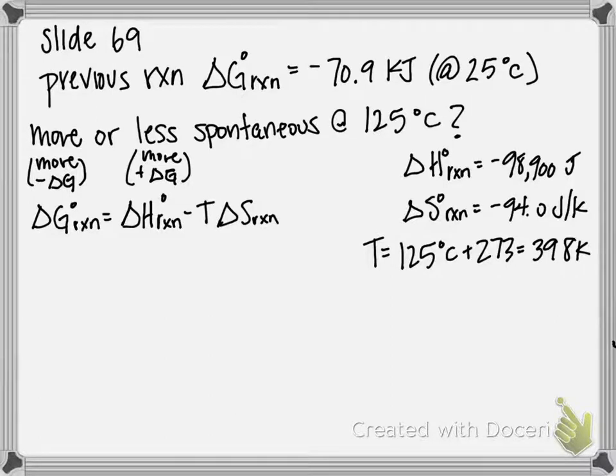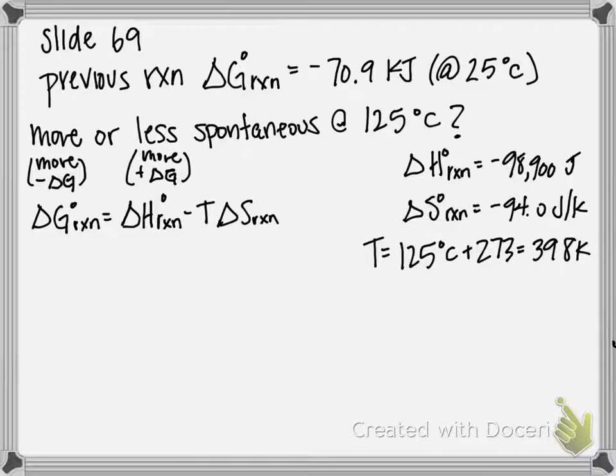So, in order to complete this problem, we have to make sure we know all the information from our previously solved problem on slide 68. In our previous reaction at 25 degrees Celsius, our delta G of reaction was negative 70.9 kilojoules. And they want to know, if we increase the temperature to 125 degrees Celsius, is our reaction going to be more spontaneous, so our delta G would be more negative, or is it going to be less spontaneous, meaning that our delta G would be more positive?